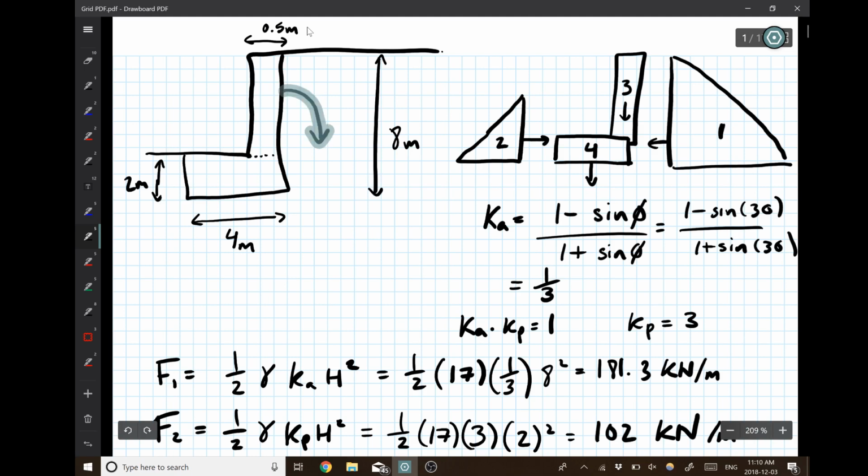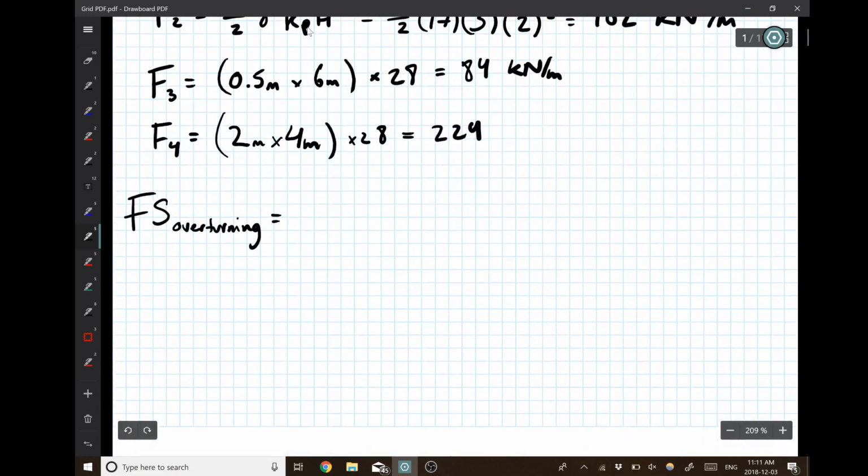The only possible way that it can overturn is by overturning this way and coming kind of out of the soil, sort of like that, in that direction. So we're looking to see the factor of safety over that. So we're going to do clockwise over counterclockwise. So we're going to be the moment generated from force 2 plus the moment generated from force 3 and force 4 over the moment generated from force 1.